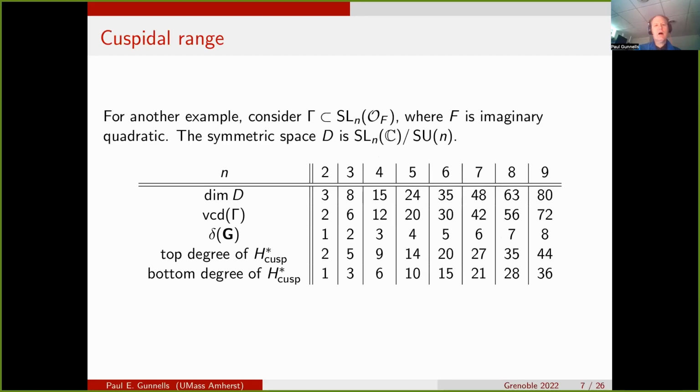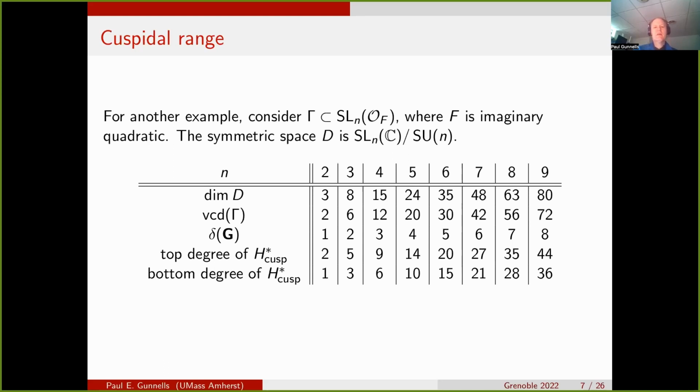Okay. Here's an example, to complement what Haluk was talking about, for SLN of O of F, where F is imaginary quadratic. So in this case, the symmetric space is SLNC over SUN. And again, you see the dimension is growing quadratically. In fact, it's not that hard to guess a formula for what the dimension is from the table. And then the VCD is, well, there you see it. Again, the Q rank is n-1, okay? Q rank is n-1. And this time, the deficiency is just growing linearly by 1 at each step.